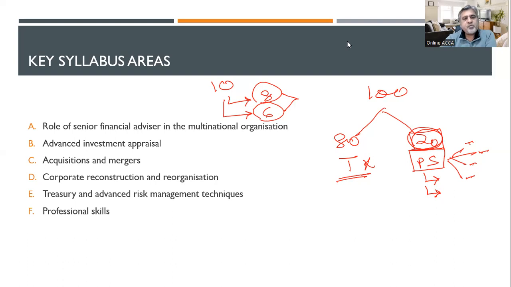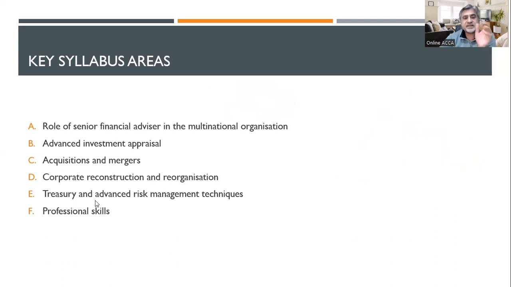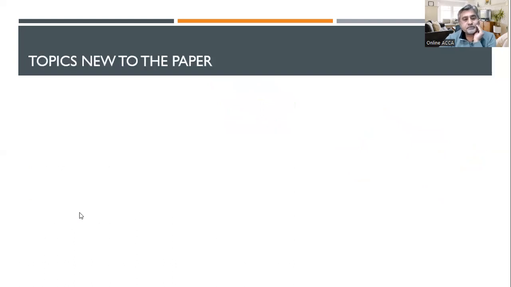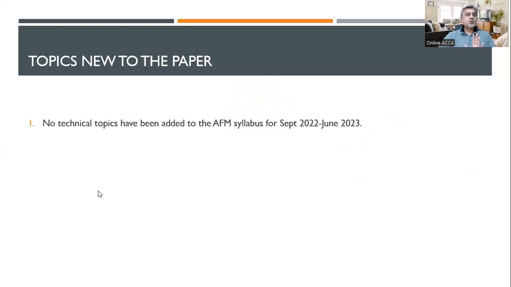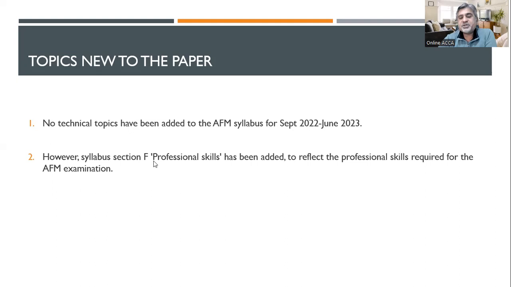Now, if I move on, in today's lesson I will focus a lot on these professional skills. Topics new to the paper: no technical topics have been added to the AFM syllabus for September 22 to June 2023. Nothing has been added. However, syllabus section F, professional skills, has been added. So that is 20 marks.